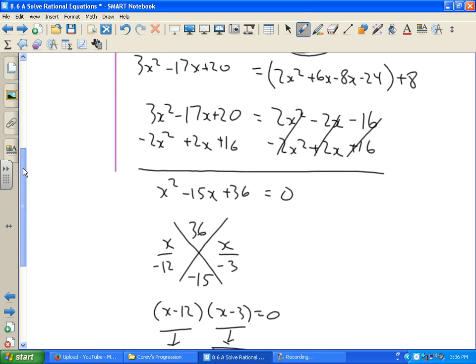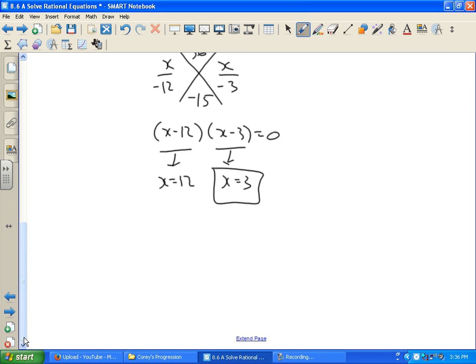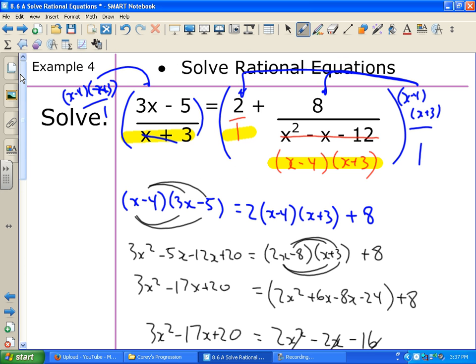Now try 12. 12 plus 3 is 15. That works. 12 minus 4, 12 plus 3, 12 squared minus 12. That's all going to work. In this problem, I'm never dividing by a 0, so both of these solutions will check out and work. In this problem, we have two solutions. There's two things that will make this equation work. Both 12 and 3. Okay?